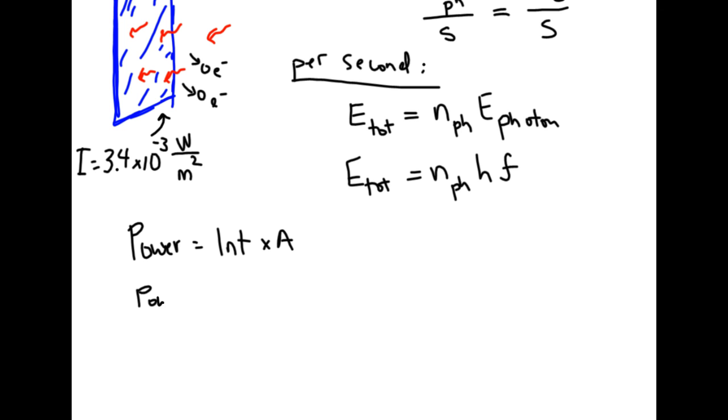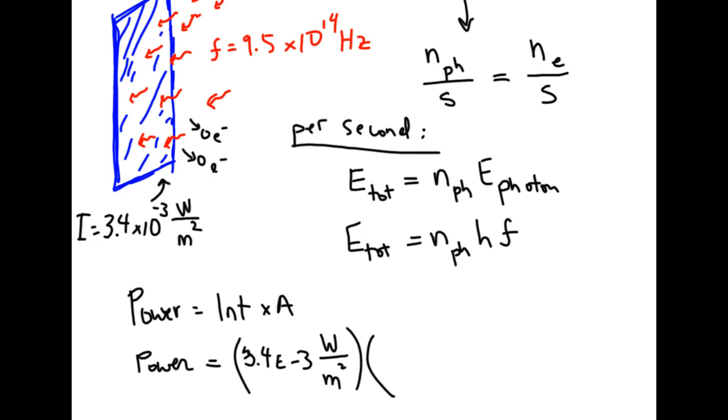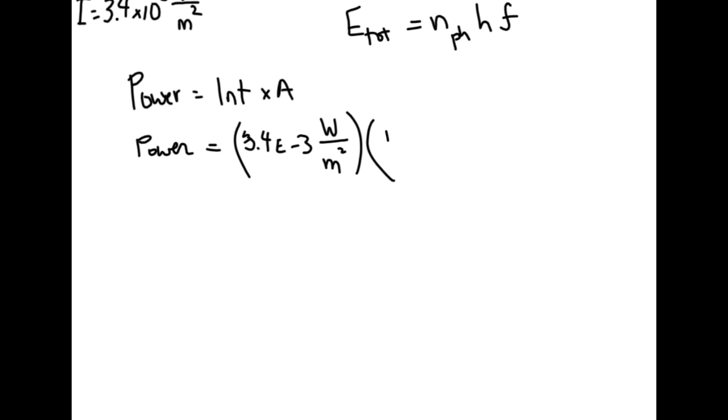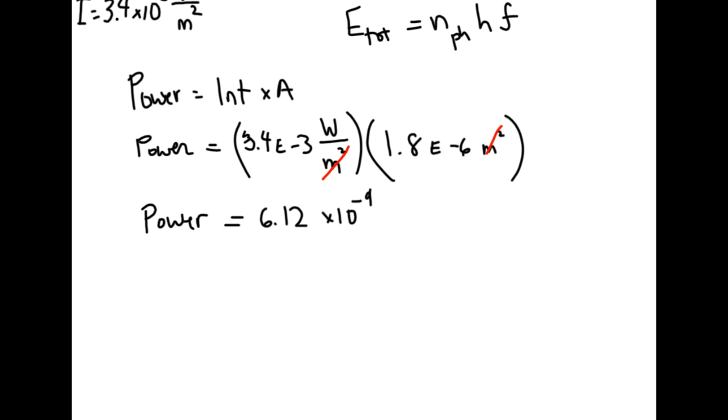So let's calculate the power. The intensity is 3.4 e negative 3. I'm going to show my units here. Intensity is in watts per meter squared. The area is 1.8 e negative 6 meters squared. The meters squared cancel, leaving us with watts as our unit. And the power that we calculate is 6.12 times 10 to the negative 9 watts.